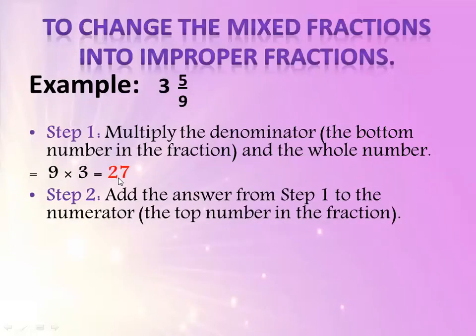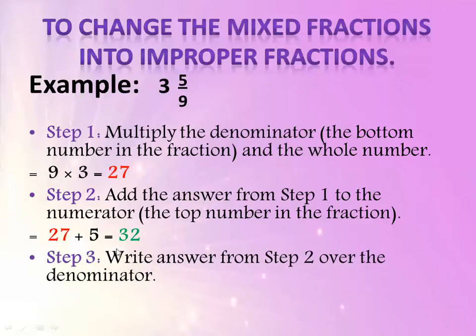Then in step number 2, what you will do is add the answer from step number 1 to the numerator. Your step number 1 answer is 27, and your numerator here is 5. So you will add 27 plus 5, and 27 plus 5 will become 32.